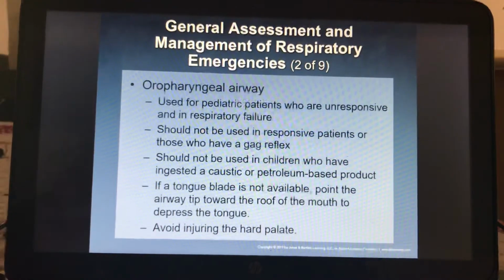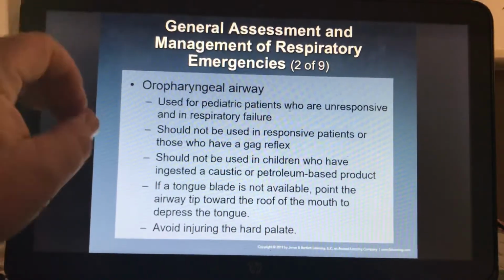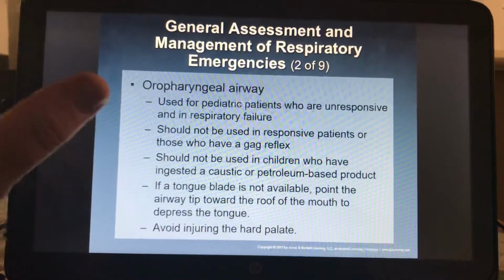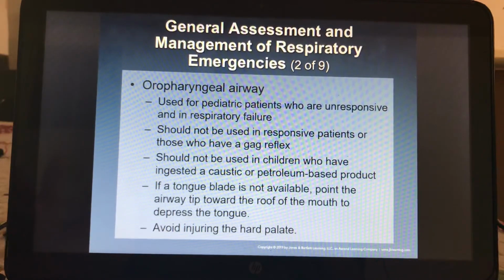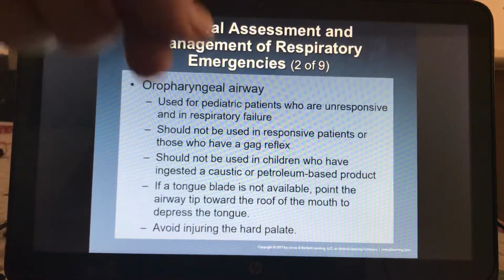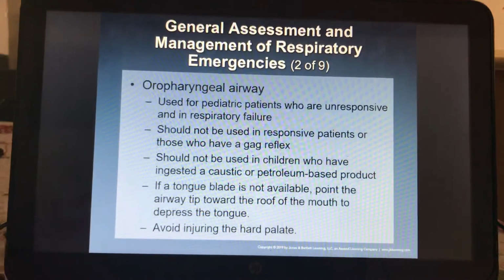Remember, the tongue is proportionally larger compared to an adult inside the mouth, so you're more than likely going to have that as a blockage if you're going to have an airway obstruction, especially if the child is unresponsive. So you want to make sure there's no gag reflex. If they are going to vomit, that's bad. Tongue blade, use it if you can. If not, do the technique upside down and twist as you go in. Try to avoid injuring the hard palate.